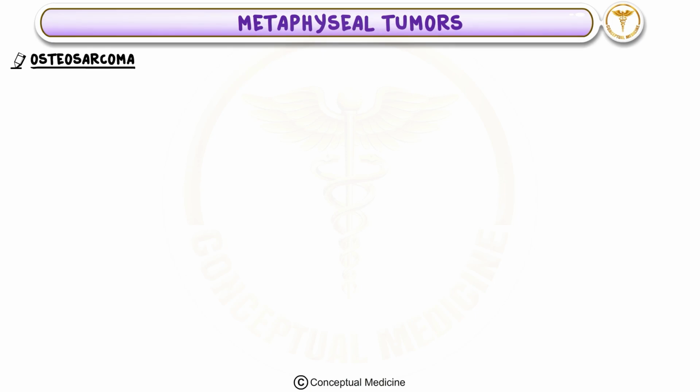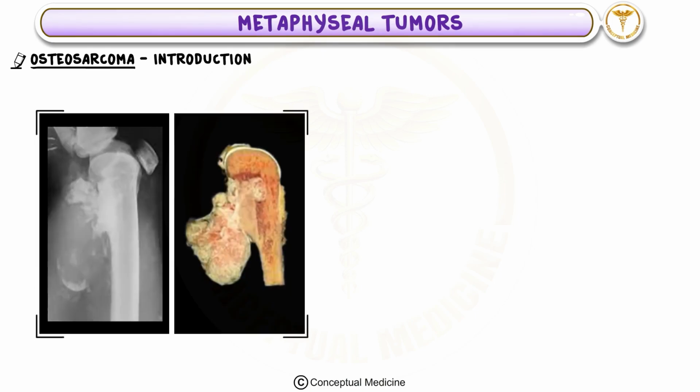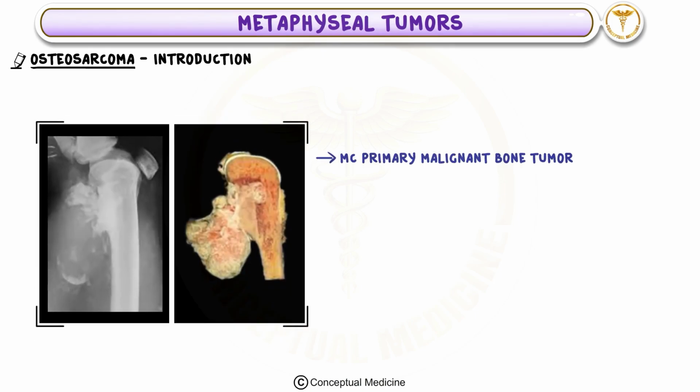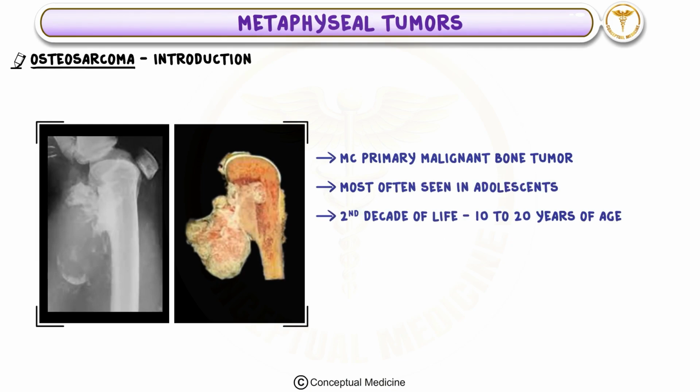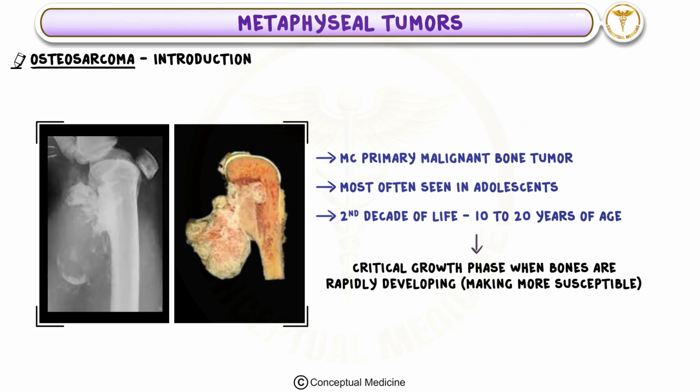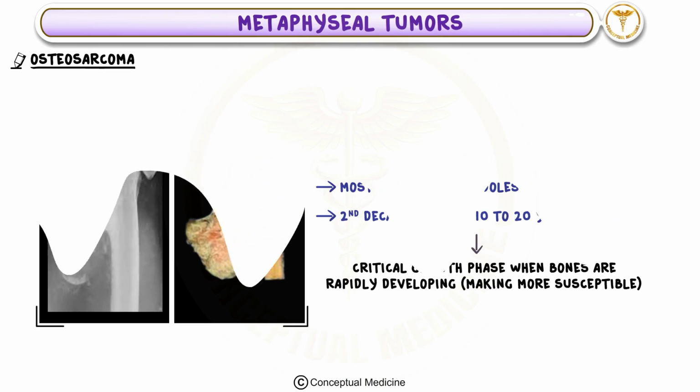Osteosarcoma. Introduction. Most common primary malignant bone tumor. Most often seen in adolescents, particularly during their second decade of life, that's between 10 to 20 years of age. This is a critical growth phase when bones are rapidly developing, making this age group more susceptible to such tumors.